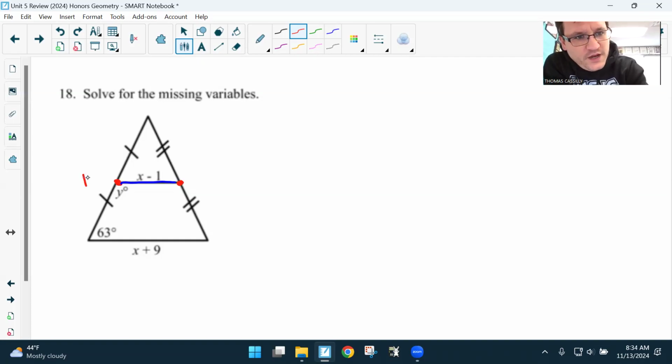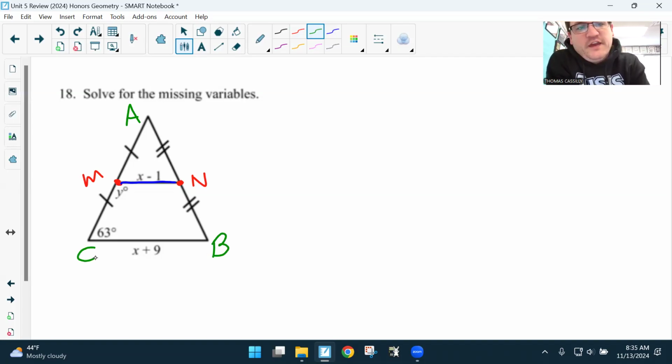So if I call this point M and I call this point N, those are midpoints on the triangle. Maybe this is triangle A, B, C. So M is the midpoint of AC, N is the midpoint of AB. And I know that because we have those tick marks in there. So AM is congruent to MC, AN is congruent to NB, that sort of thing.